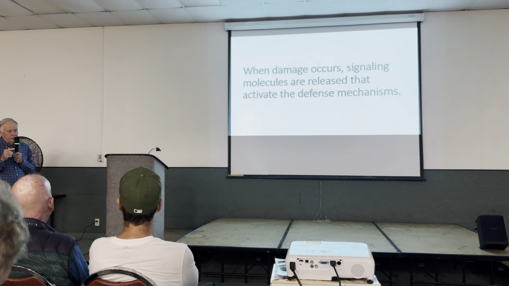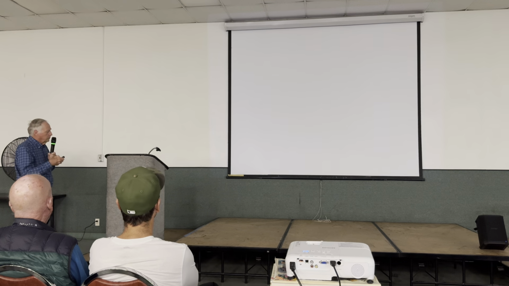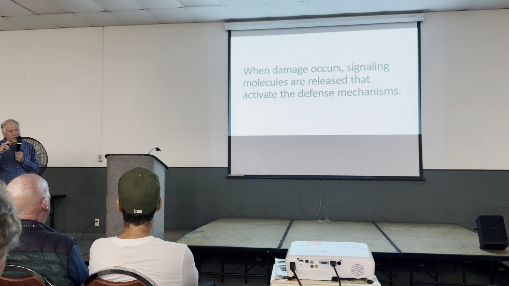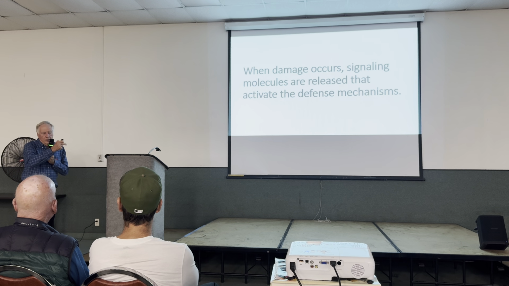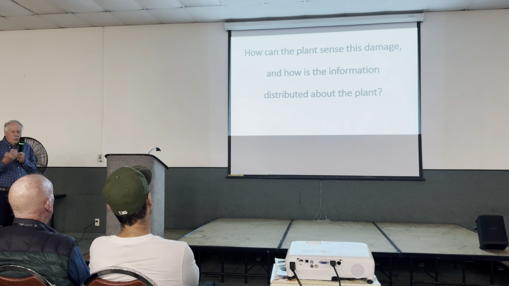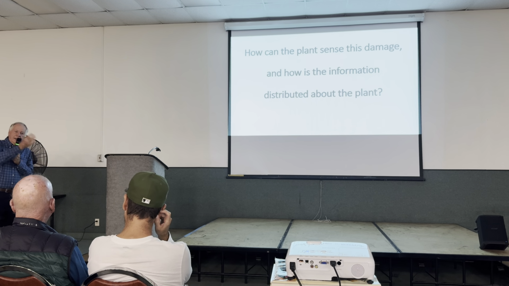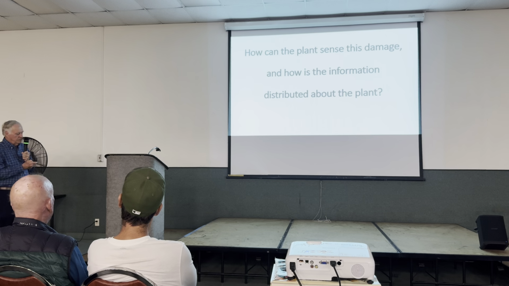When this damage occurs, the plant becomes aware of the damage, and it activates the defense mechanisms. But there has to be a signal from, for example, the leaf that is damaged to the rest of the plant so that the defense can take place. And so the question is, how is this information distributed? How can an insect feeding on the leaf then lead to the plant activating its defenses?